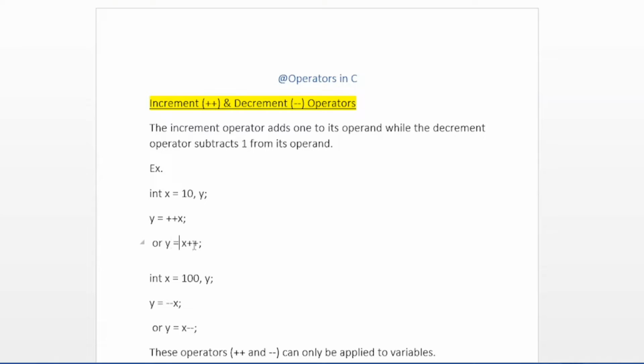However, in case of post-increment, first the value is used, that is here 10 is assigned to y. So now y contains 10 and then the x value is incremented by 1. So now x becomes 11. Here y is 10 and x is 11 after execution of this line.